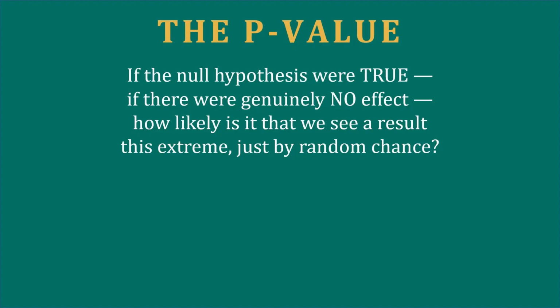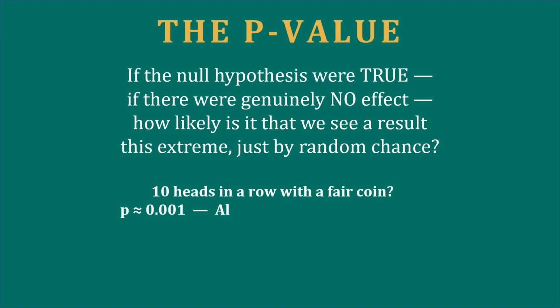Let's go back to our coin. 10 heads in a row. If the coin is fair, if the null is true, the probability of 10 heads is roughly 0.001, less than 1/10 of 1%. That is a tiny p-value. It means this result would be almost impossible if the coin were truly fair.